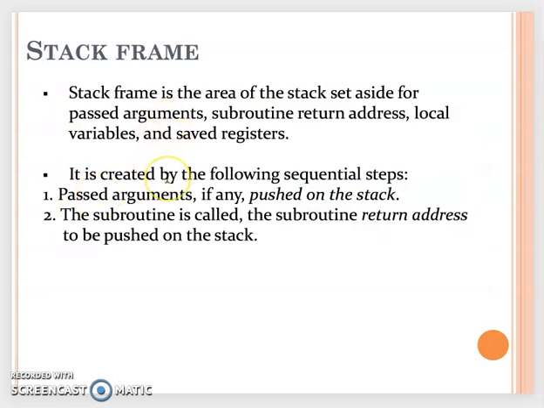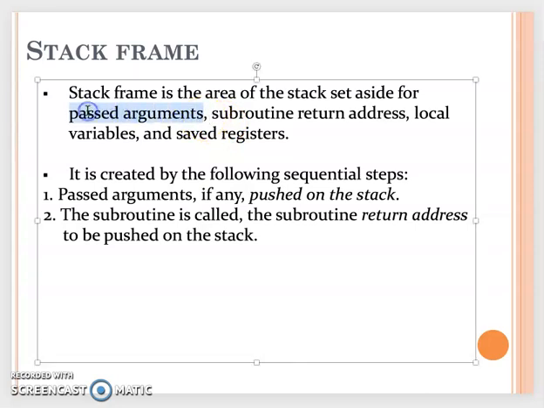So here actually is how we will do it. Here we say the stack frame. That's basically just like the stack memory. You will use that area of the stack for passing arguments. Passing arguments means the parameter variables you want to pass. Remember when we call the procedure, we will have the procedure return address pushed to the stack. In addition to that, we also have the local variables. If you have any saved registers, you can use the stack memory to save that.